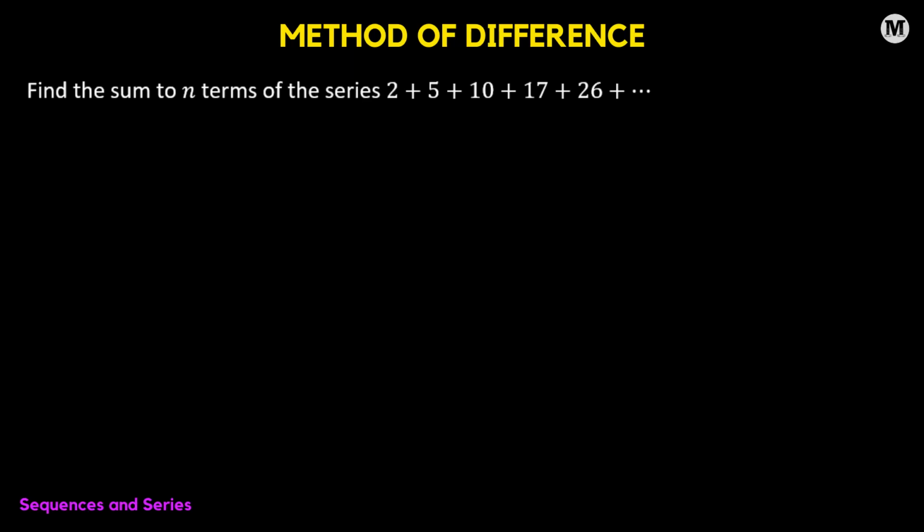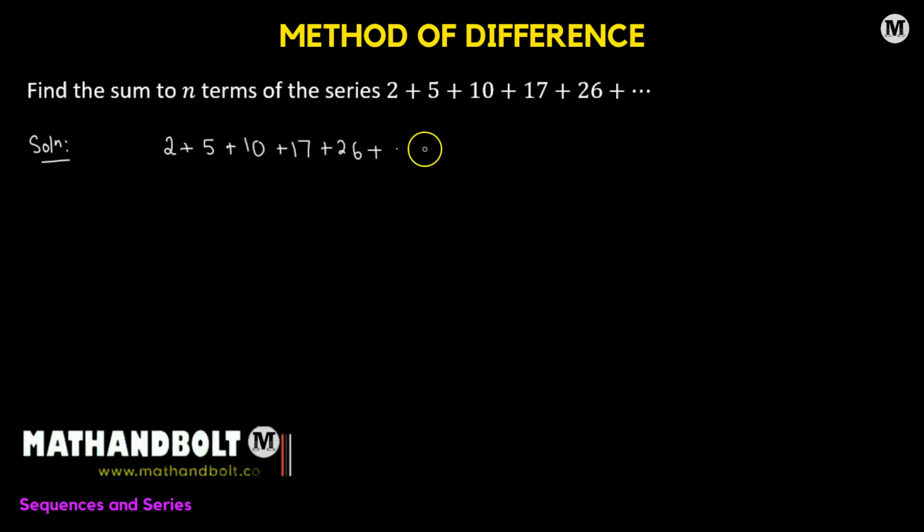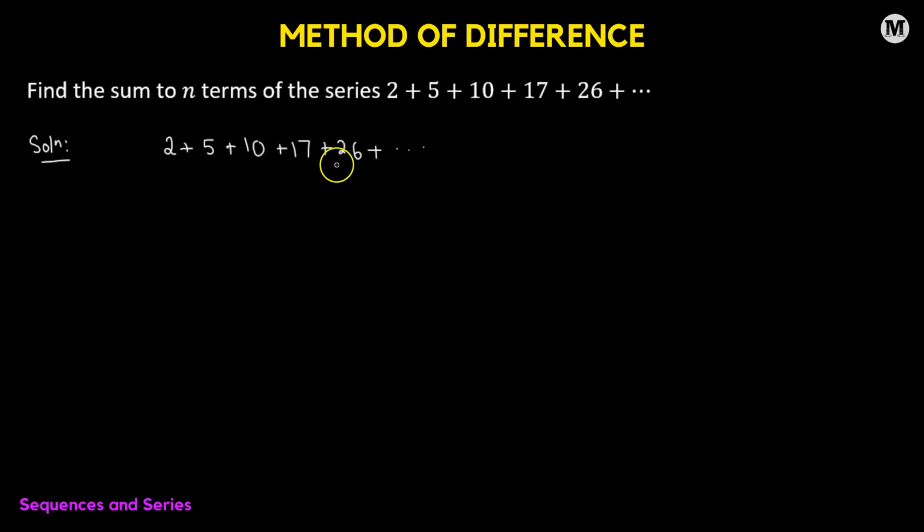So here in this problem, we need to find out the sum to n terms of the following series. Let us begin. We have a series with first term 2, added to the next term, which is 5, followed by 10, then 17, then 26, and the rest of the terms. Clearly, this is not an arithmetic series because it does not have any common difference. Also, it's not a geometric series, for it does not have any common ratio.